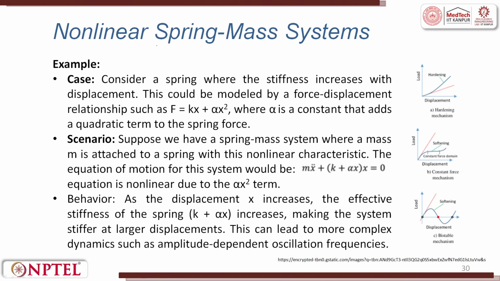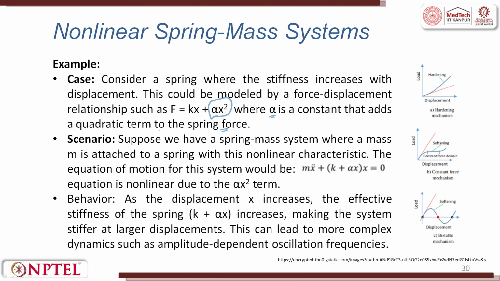Example of a nonlinear spring mass system: consider a spring with a stiffness that increases with displacement. This could be modeled by a force displacement relationship such as F equal to kx plus alpha x square, where alpha is a constant that adds a quadratic term to the spring force. Look at it, this term.